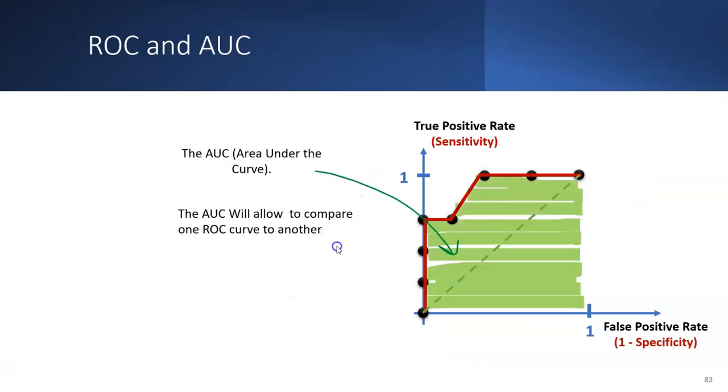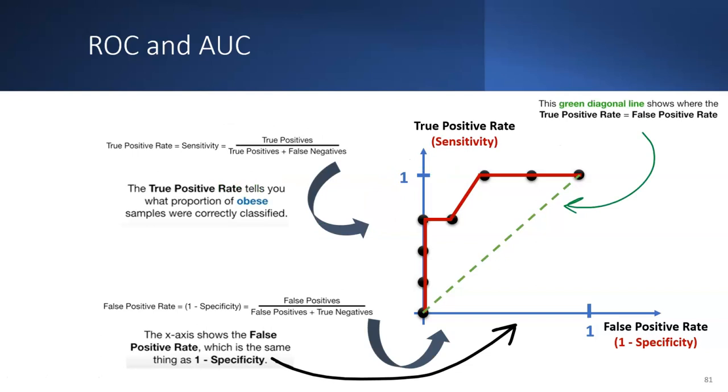Just to give you more information about that: the true positive rate, on the y-axis, tells you the proportion of obese samples that were correctly classified, and the false positive rate, which is 1 minus specificity, is the false positive divided by the false positive plus true negative. So the x-axis shows the false positive rate, which is the same as 1 minus specificity, and on the y-axis we have sensitivity, which is the true positive rate.